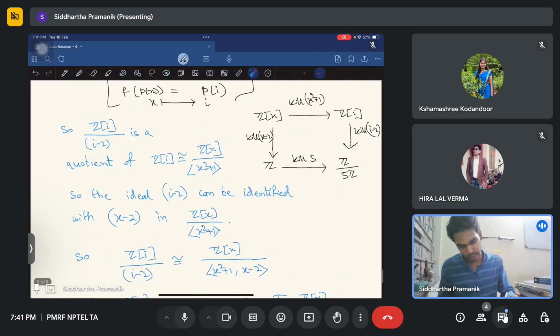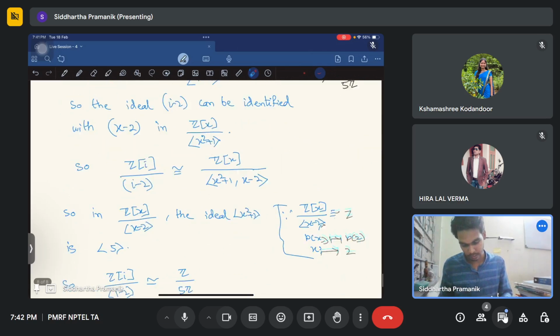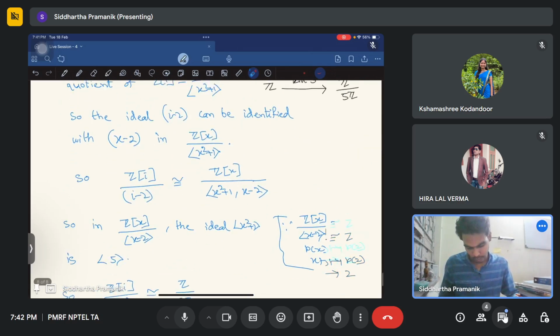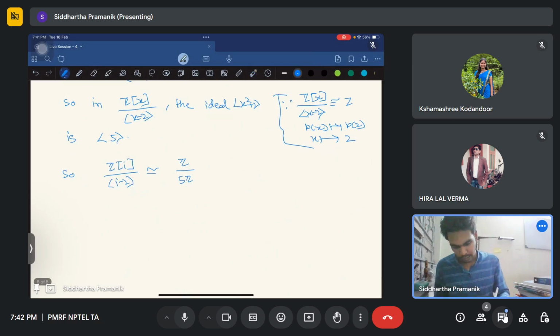So if we kill x² + 1 first, then we will get Z[i], and killing x − 2 means that will be i − 2. But from that, identifying Z mod 5Z is difficult. So we are killing x − 2 first. Then we are identifying x² + 1 with the ideal generated by 5. And we are killing it. And Z modulo 5Z is the ultimate answer. And this is a field.